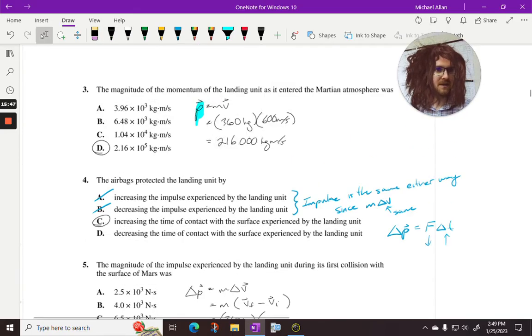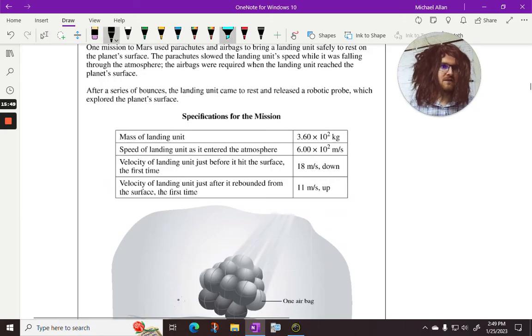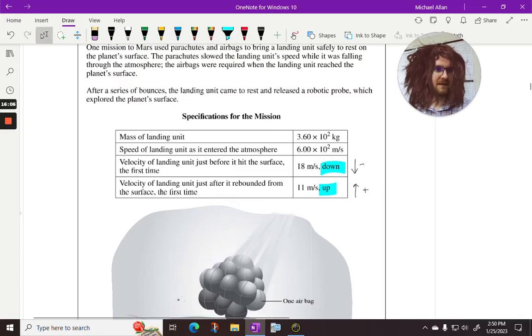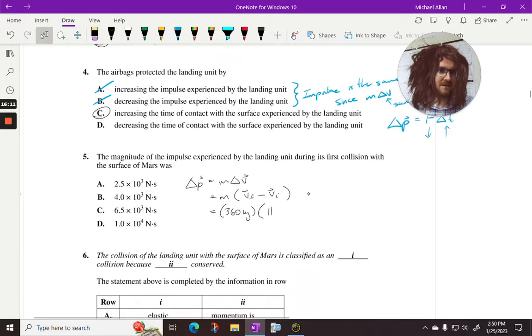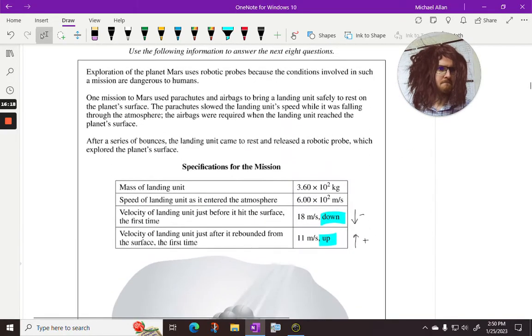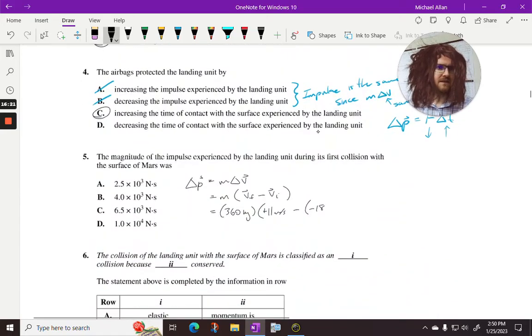But now the very key part about this is that there's different directions here, right? It's going down, it's going up. Because impulse is a vector, we have to worry about direction and sign convention. So if I said down is negative and up is positive, that's going to be very important for these kinds of questions. So my final is going to be positive 11, and I'm going to minus this negative 18, right? Yeah, minus this negative 18. So I'm minusing a negative.